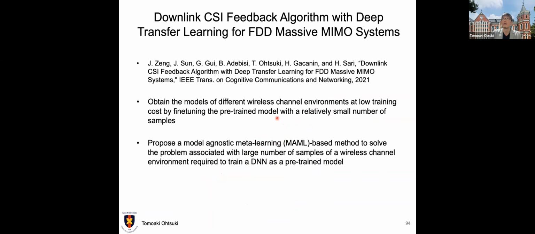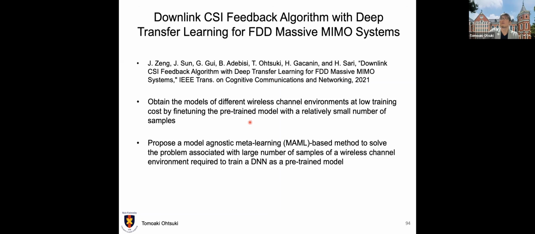And this one is the downlink CSI feedback algorithm with deep transfer learning for FDD massive MIMO systems. This is one of our papers related to transfer learning. We also proposed and published work on modulation classification using transfer learning.